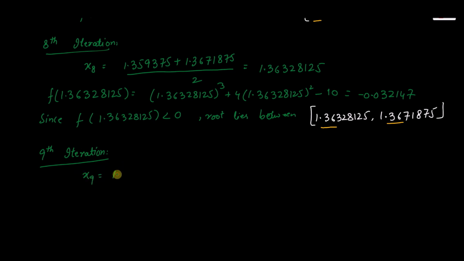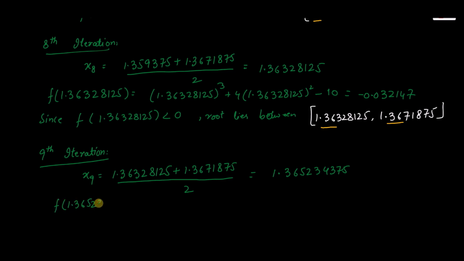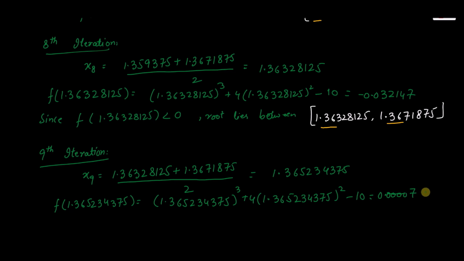So x9 is equal to 1.36328125 plus 1.3671875 divided by 2. And we will get the result 1.365234375. Now we substitute back into the function. So 1.365234375 raised to cube plus 4 times 1.365234375 raised to square minus 10. And after solving, we will get the result 0.4072.